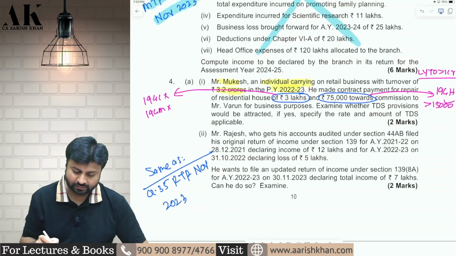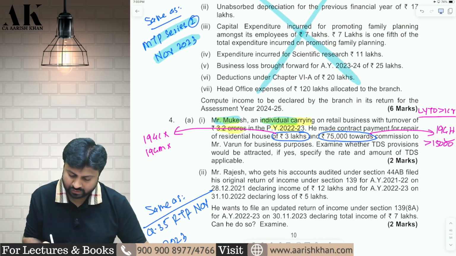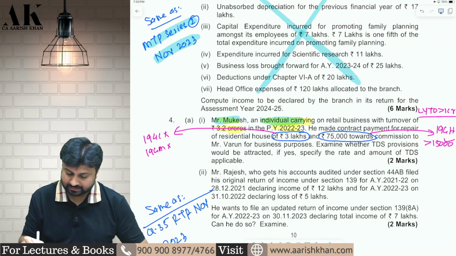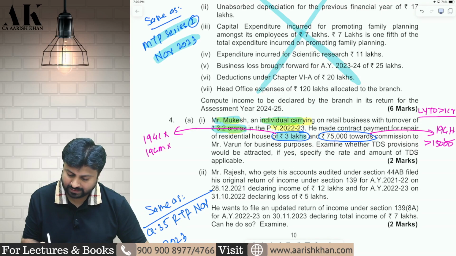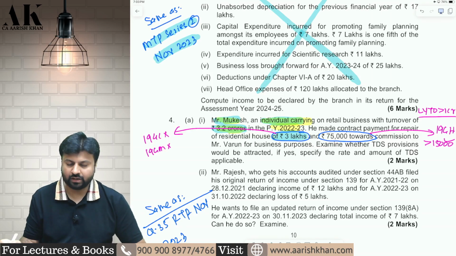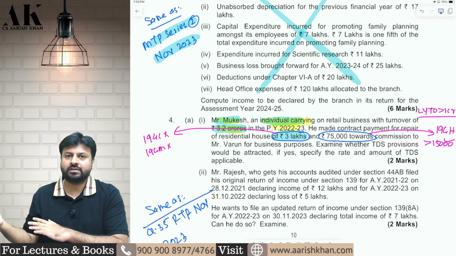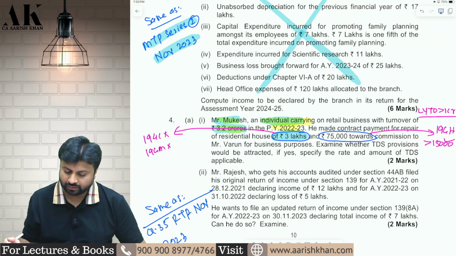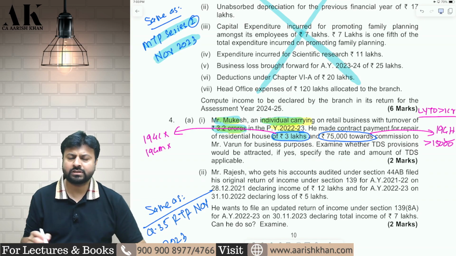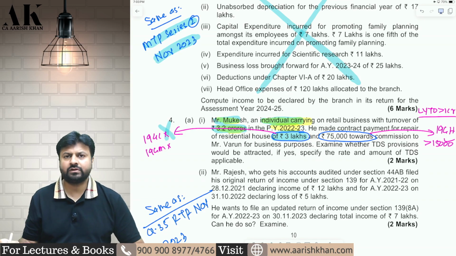Next one is Mr. Mukesh, an individual doing a business. His last year turnover is 3.2 crore rupees. Now he is making a payment of 3 lakh rupees for a residential house. So if I am an individual, my last year turnover is more than 1 crore rupees, and I am making a payment of 3 lakh rupees for my house, will 194C apply? 194C will not apply, because 194C doesn't apply for personal purpose.